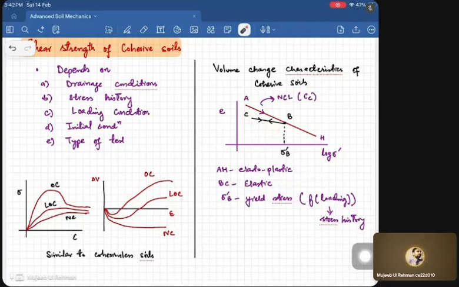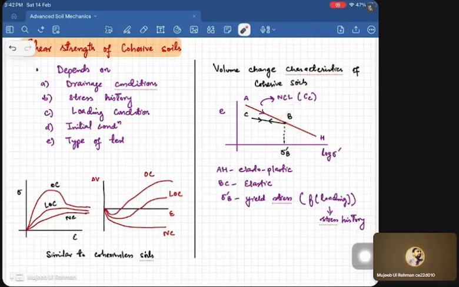Now when we load this sample again from C to B, since it is an elastic deformation, it will follow the same path from C to B. And once we start loading the sample at a stress higher than B, it will again follow the same AH line, and the behavior will be elastoplastic. And this sigma dash B is called the yielding stress.